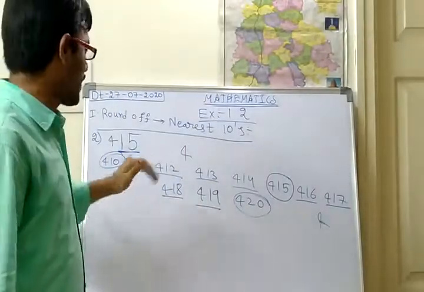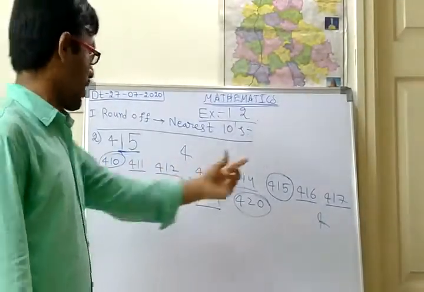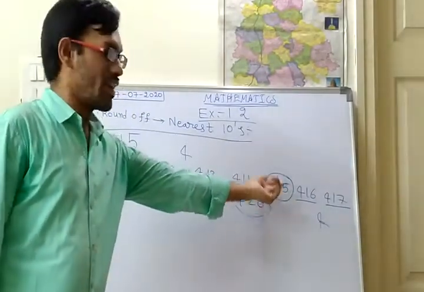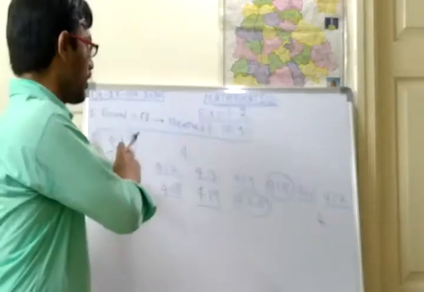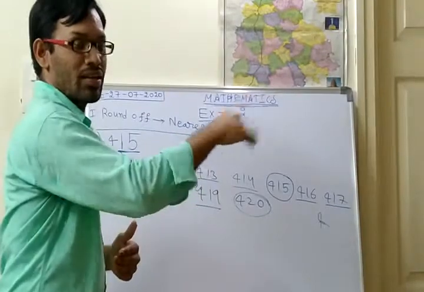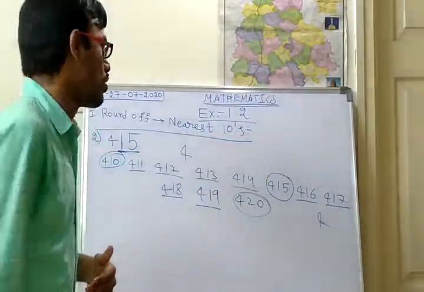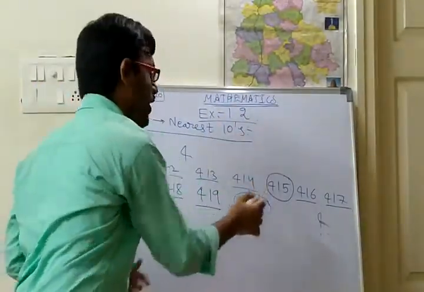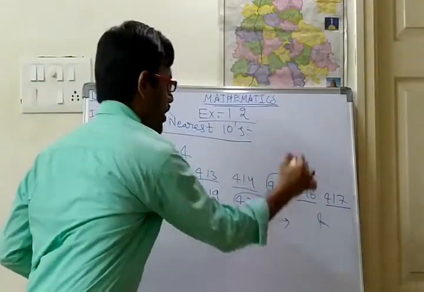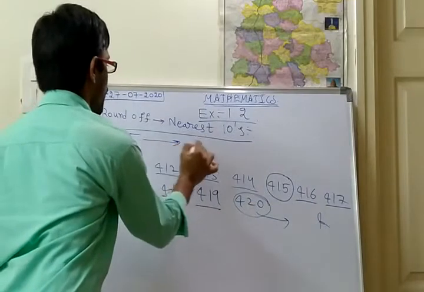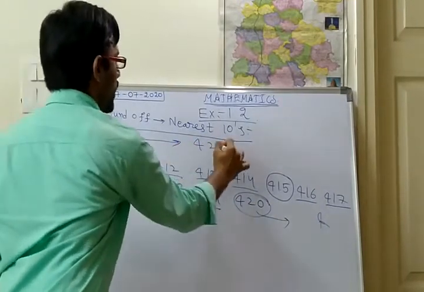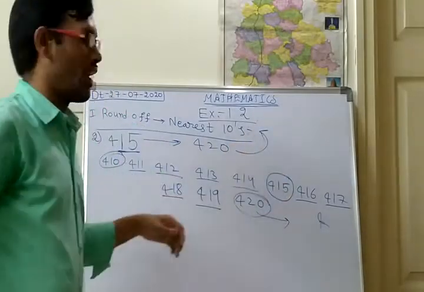At this time what should you do? I said whenever the number is at the center, you should take the next tens. You should take the higher next tens, the greatest tens. So for 415, the nearest tens is 420. So for 415, 420 is the nearest tens. Like this you have to do.